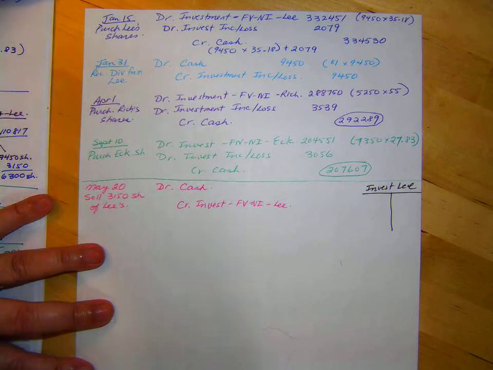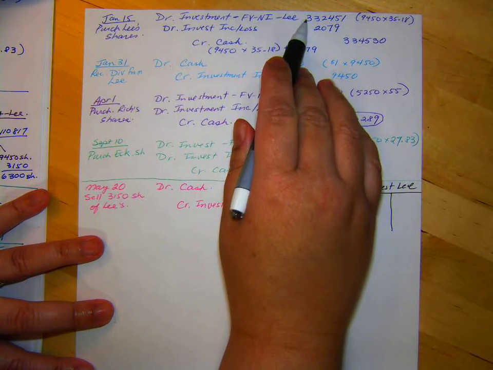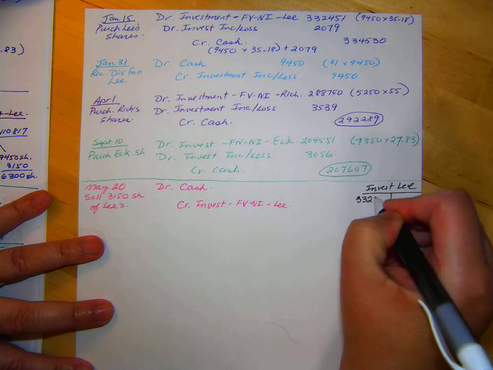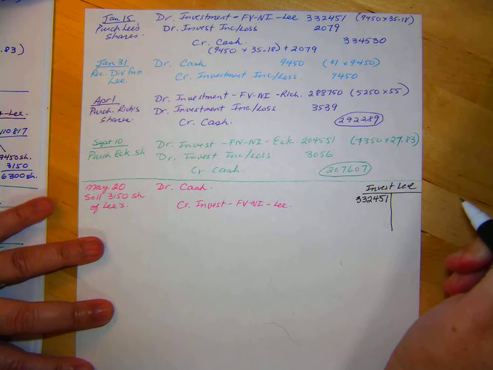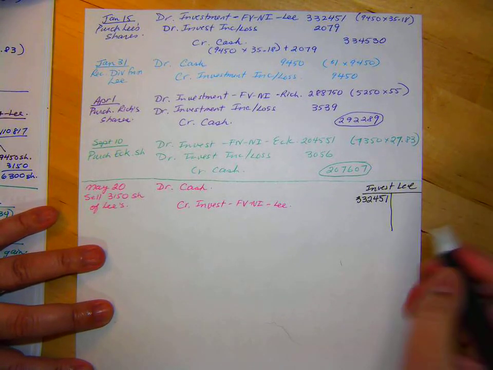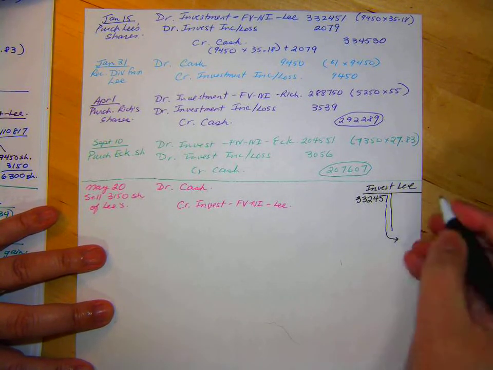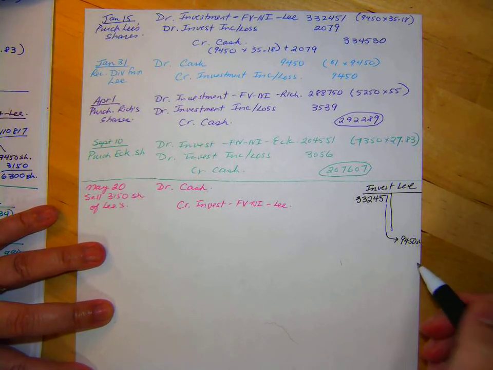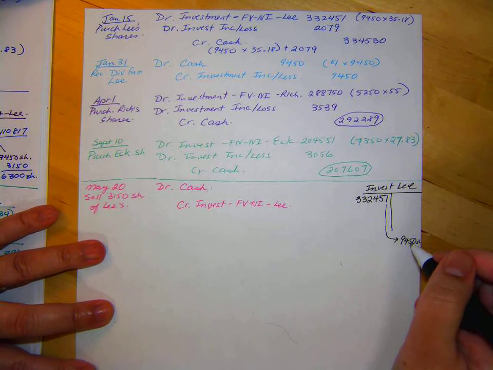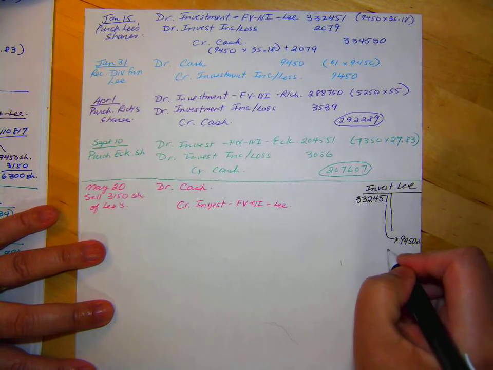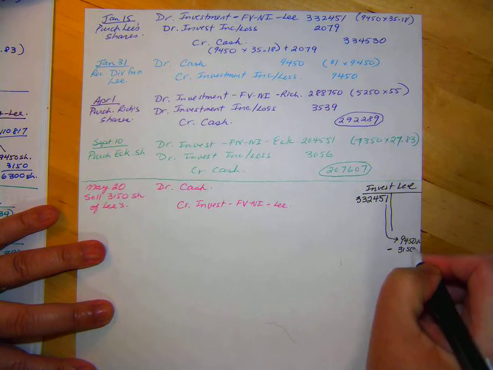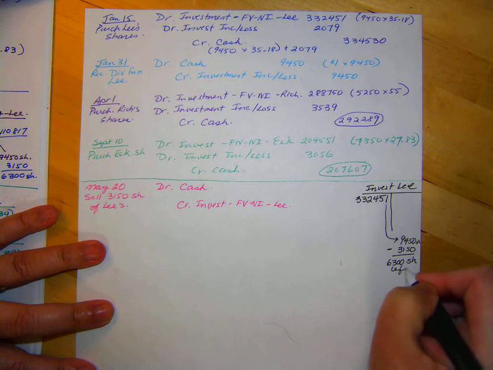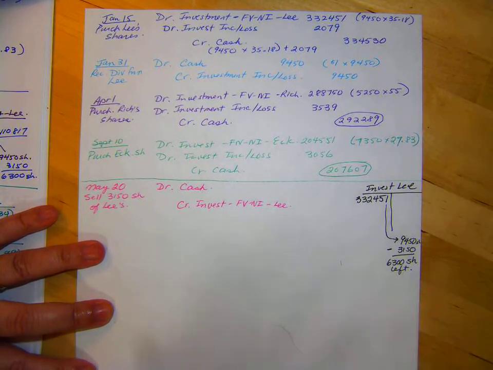So, Lee, what did we start with? We started with investment of 32451. And that represented 9450 shares. Sorry, that should say shares. 9450. So how many are we selling? 3150. We're going to leave it with 6,300 shares left. Okay? So that's just a little running tally of what's happening.